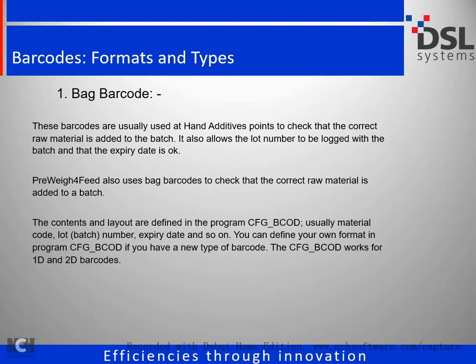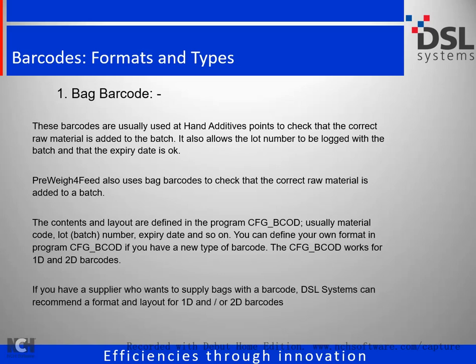So the contents and layout are defined in this program called CFG Barcode. Usually the material code, the lot number, expiry date and so on, and you can define your own in this program if you have a new type of barcode supplied to you. This program also works for 1D and 2D type barcodes. If you have a supplier that wants to supply bags with a barcode, we can recommend a format and layout for both types of barcodes.